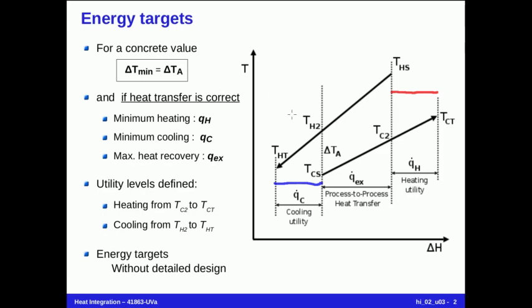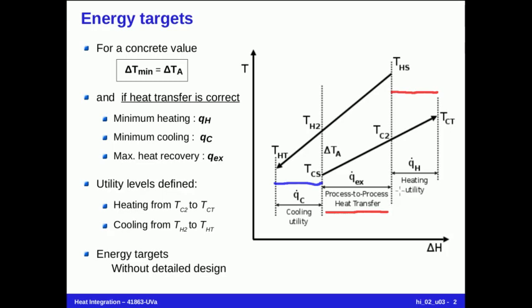The part of the heat transfer where the hot stream is over the cold stream with at least a temperature difference equal to the minimum approach. This is the process-to-process heat transfer. This is heat transfer between process streams, to mark the difference with utility heat exchange.